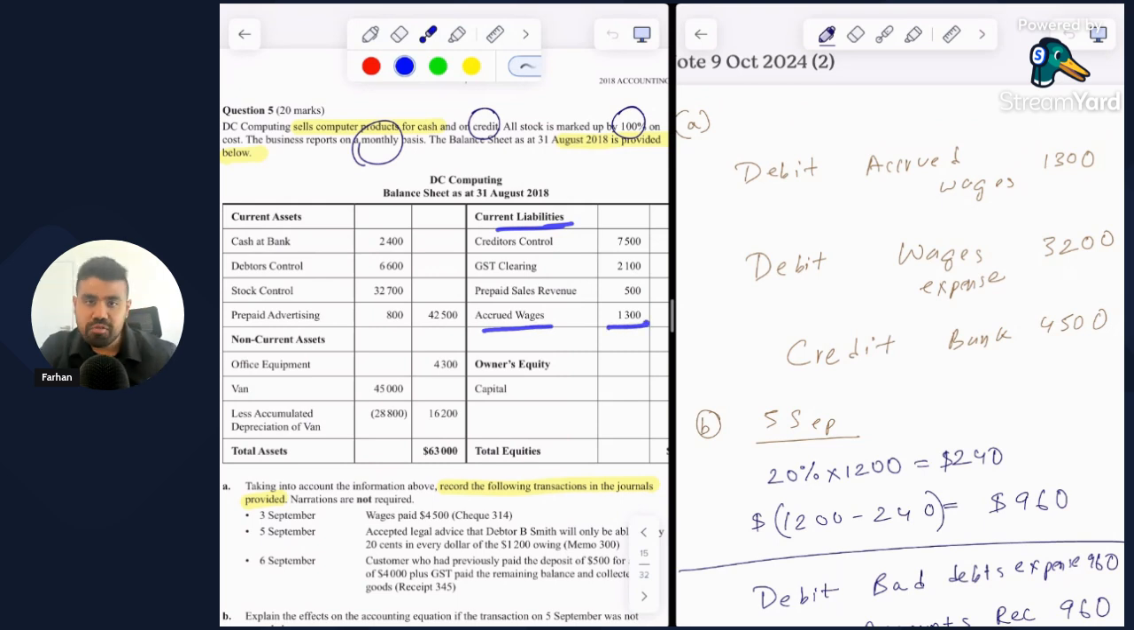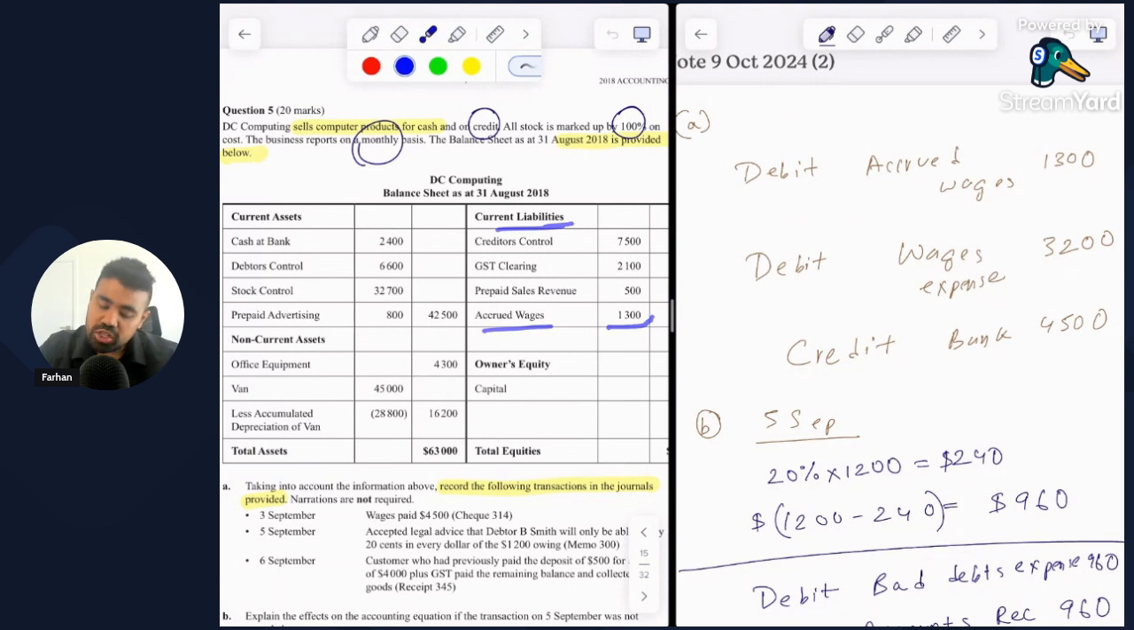So this accrued wages of $1,300 from 31 August 2018 refers to wages expense that we have incurred in the month of August, but we didn't pay for it using our cash or bank balance, which means this was a current liability at end of August 2018. Now, on the 3rd of September, you have paid $4,500 in total for wages, which means this accrued wages, which happened before, will first be taken care of. Now, at end of 31 August 2018, we knew this was a liability. Now that we know that we have paid this off, we have to reduce this liability or reduce this obligation in our accounts. So how do we do that?